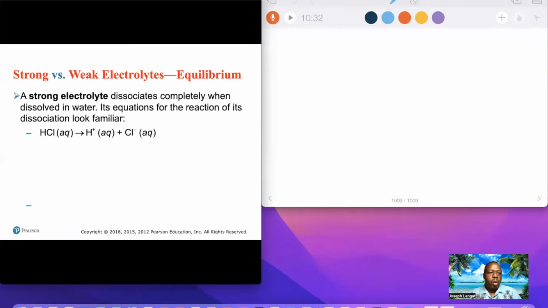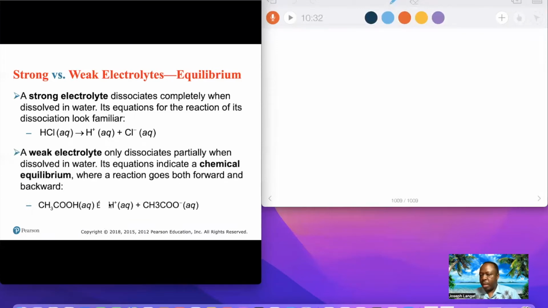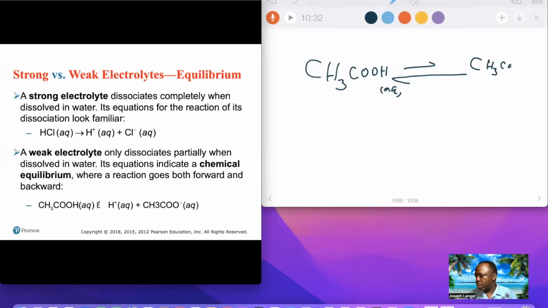I've explained the difference between strong electrolytes and weak electrolytes. Acetic acid, for example, here, this equation should look like this: CH3COOH aqueous, and for some reason it doesn't want to go to the product side, which is CH3COO negative plus H2O liquid, and then a hydronium ion like that, just to balance the equation.